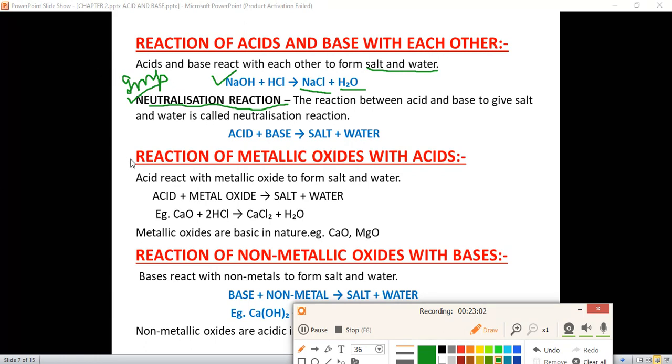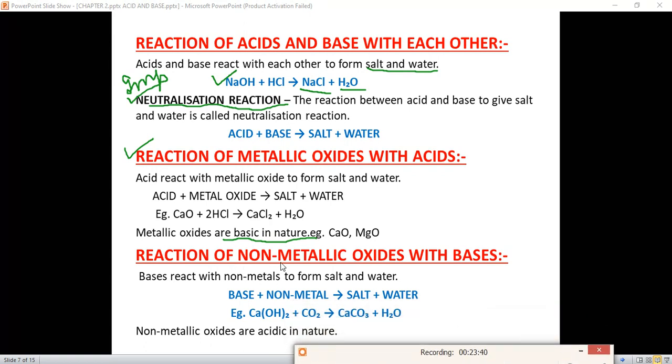Now come to our next topic, reaction of metallic oxides with acids. Acid reacts with metallic oxides to form salt and water. For example, HCl is an acid. It will react with a metal oxide, calcium oxide, to give salt, CaCl2 plus H2O. Metallic oxides are basic in nature. All the metallic oxides, calcium oxide, magnesium oxide, zinc oxide, are basic in nature. So you have to remember for this reaction, acid reacts with metal oxide to form salt and water.